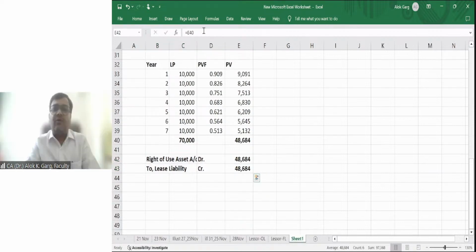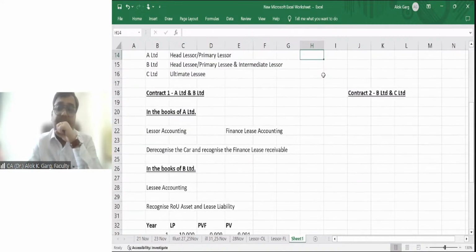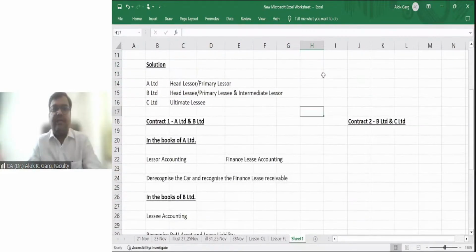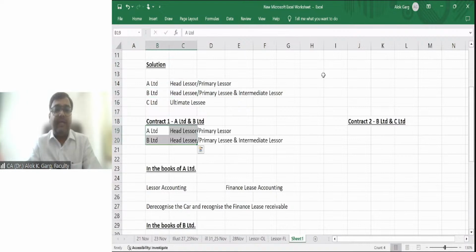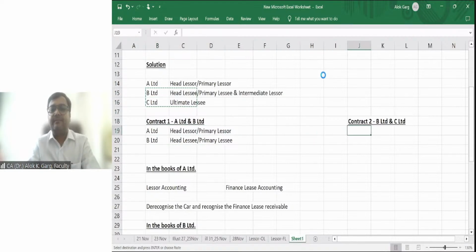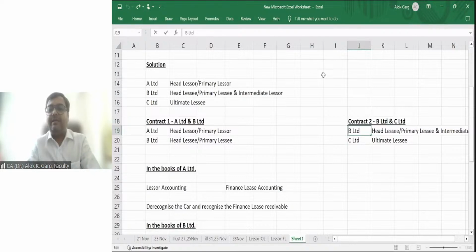Now, on the same date, this B has entered into a lease contract with C. Now this same B Limited has become the intermediate lessor, right? In the contract between A and B, A Limited was the head lessor or primary lessor, and B Limited was the head lessee or primary lessee, right? Now in the contract between B and C, this B Limited has become an intermediate lessor.